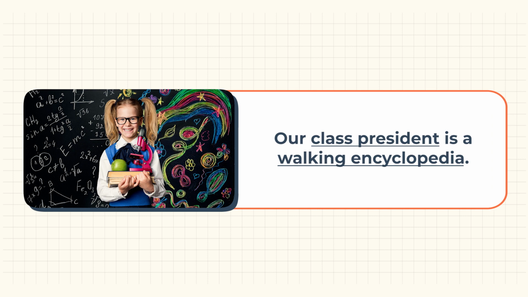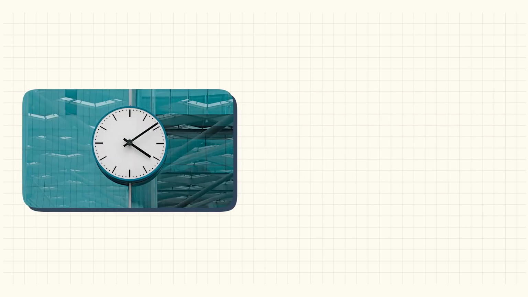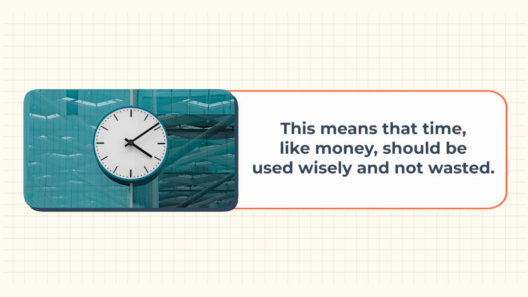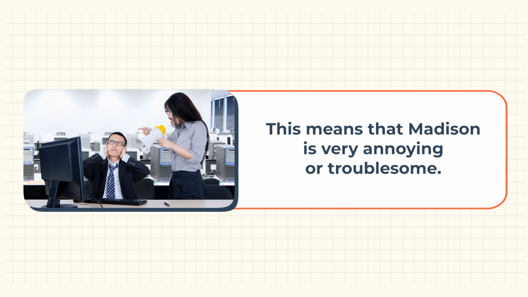Our class president is a walking encyclopedia. This means that our class president knows a lot about many things. Time is money. This means that time, like money, should be used wisely and not wasted. Madison is a pain in the neck. This means that Madison is very annoying or troublesome.